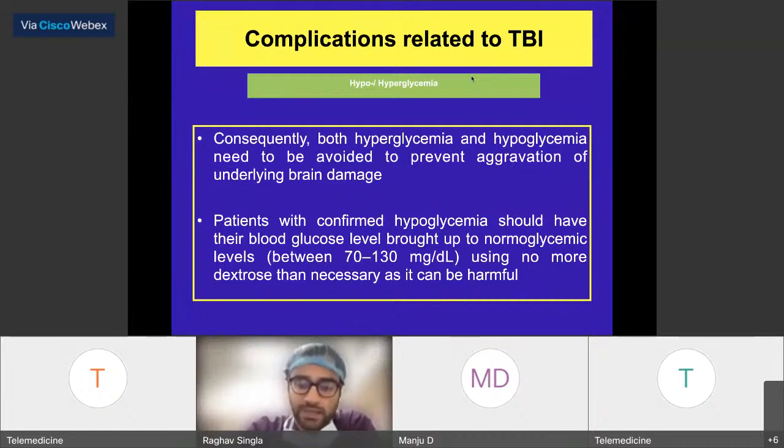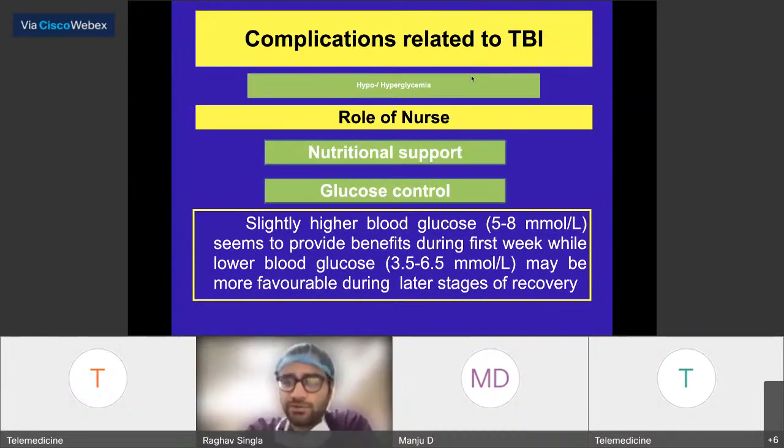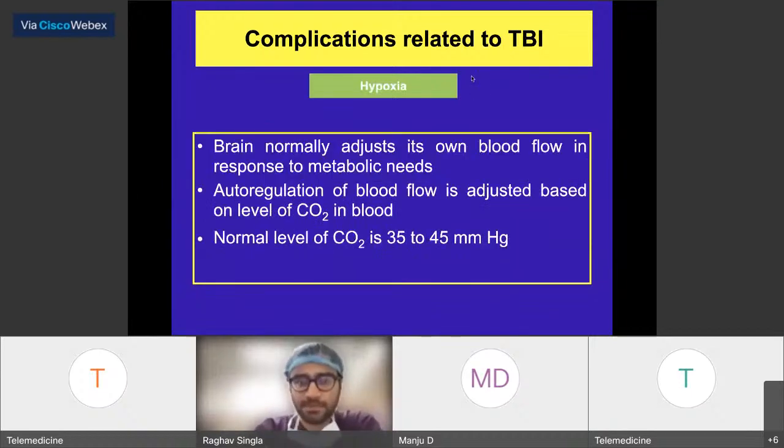So both need to be avoided, and we want to keep them in the range of normoglycemia. But even in the range, we tend to keep it towards the higher normal range, around 120, 130s, so that there is adequate sugar influx to the brain. As part of nursing care, we maintain the sugar levels around 110 to 130 in that range, keeping it slightly high normal, and aggressively tackle any hypoglycemia that may occur, because hypoglycemia can be significantly fatal in these patients.